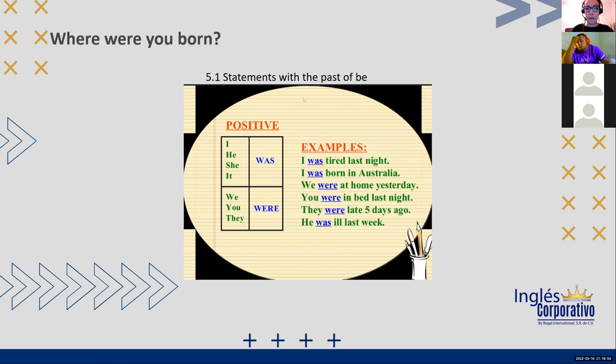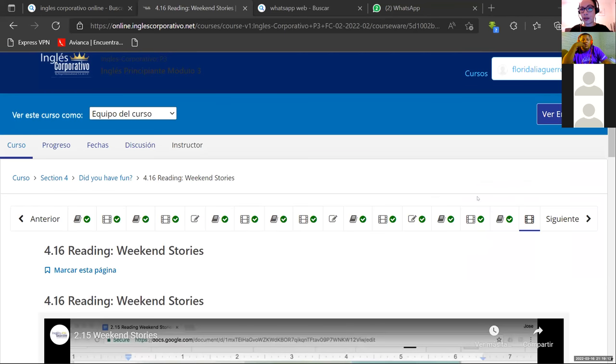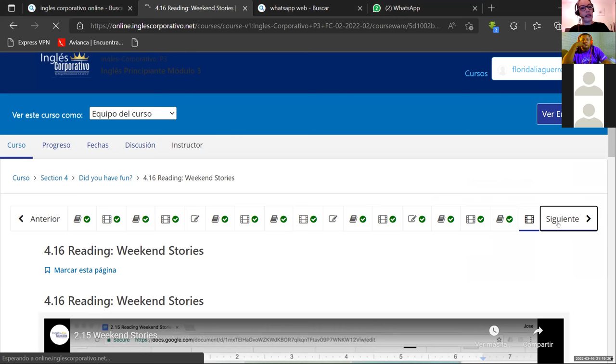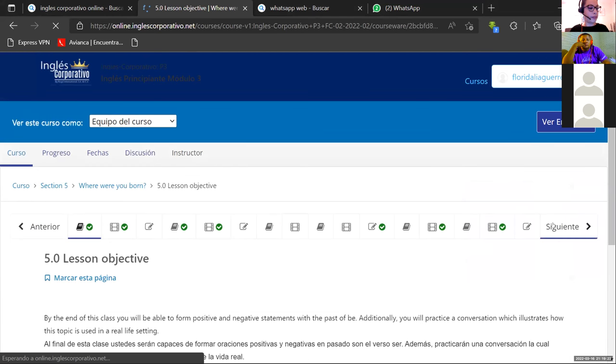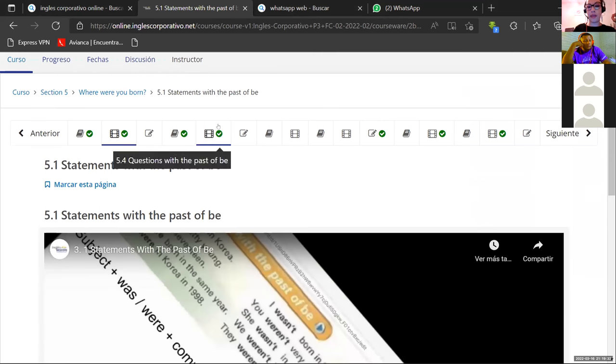Y vamos a ver el video de cómo formar las oraciones afirmativas y negativas with the simple past of be. Aquí ya nos olvidamos del auxiliar did. Ya nos olvidamos. Ahora es nada más the verb be, was, and were. Y vamos a ver cómo se usa también en oraciones. Let's see. It's loading, still loading. Okay, done. We get statement, past of be. So let's watch the video.